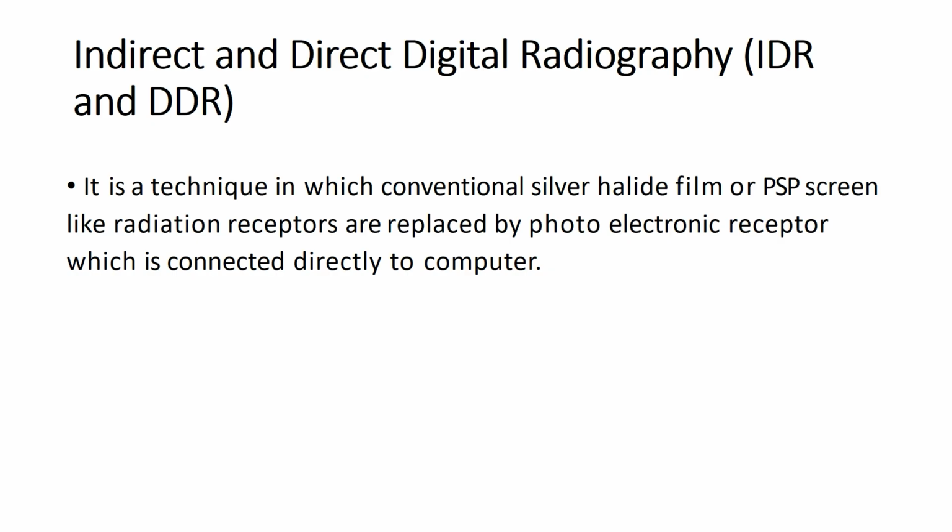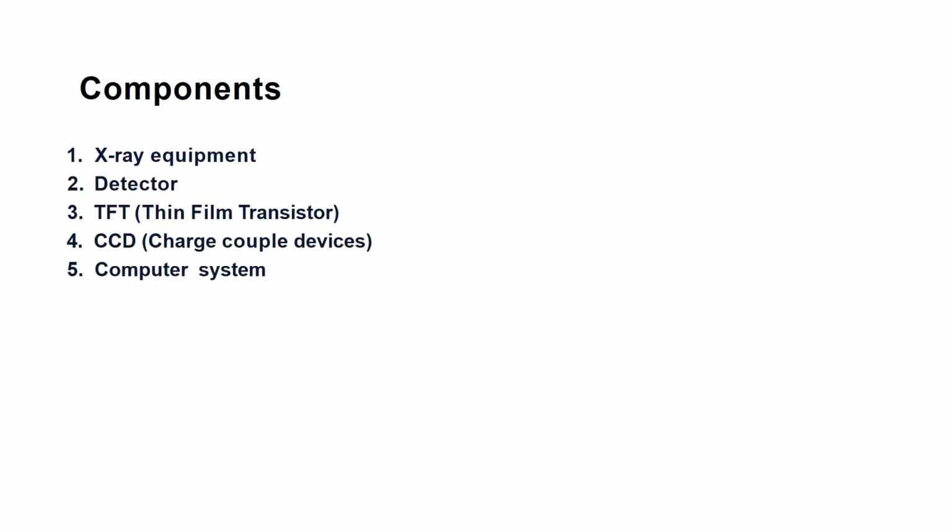So, indirect and direct digital radiography is a technique in which the conventional silver halide film or photostimulable phosphor screen-like radiation receptors are replaced by a photoelectronic receptor. Remember this: it is replaced by a photoelectronic receptor which is connected directly to the computer.